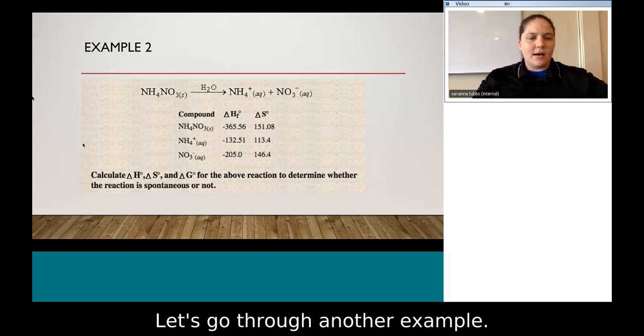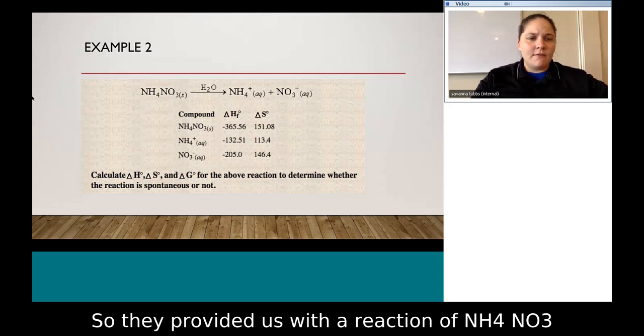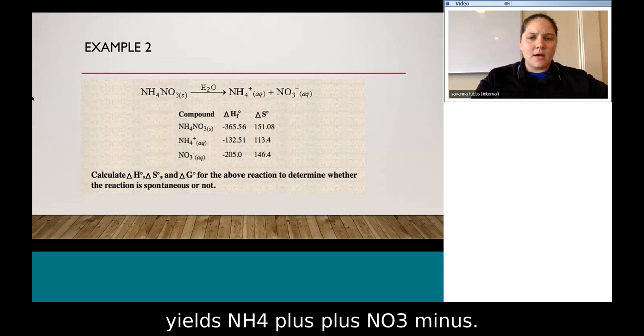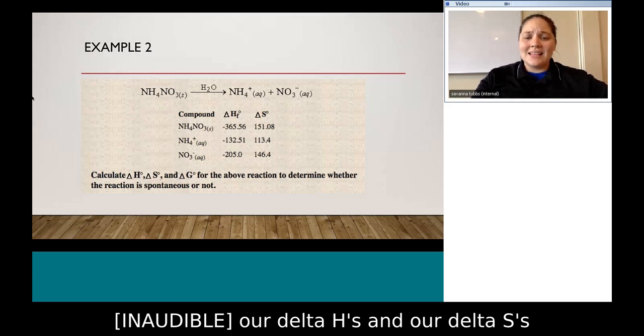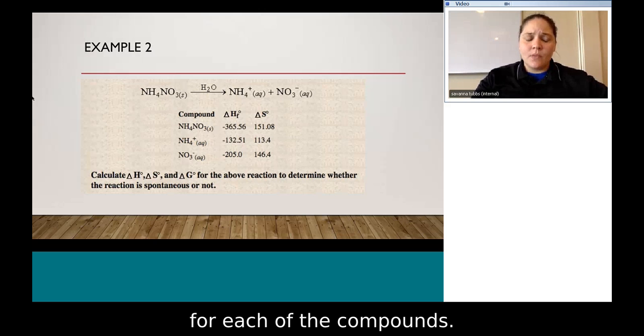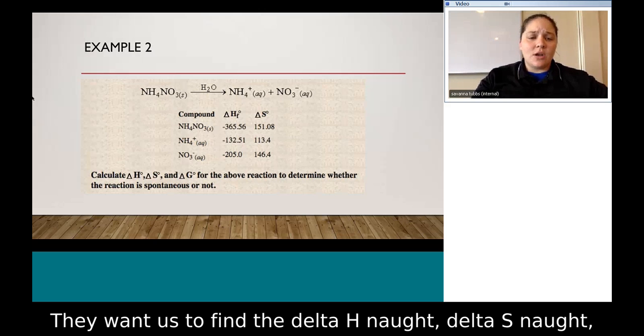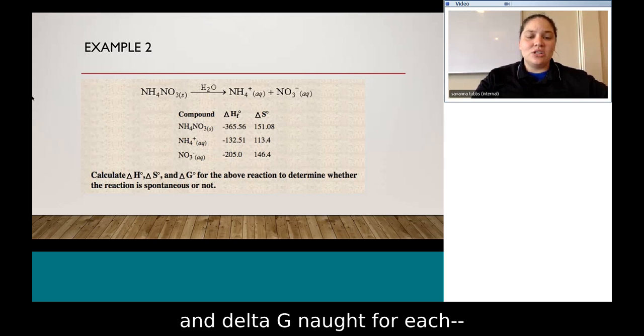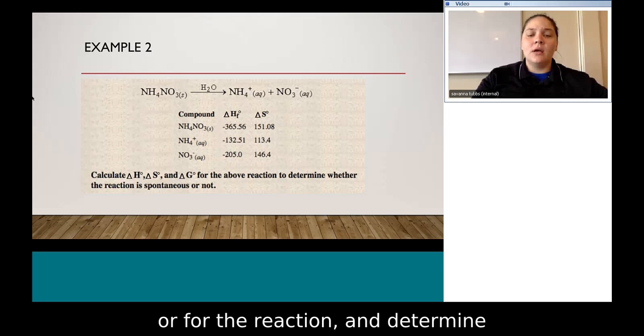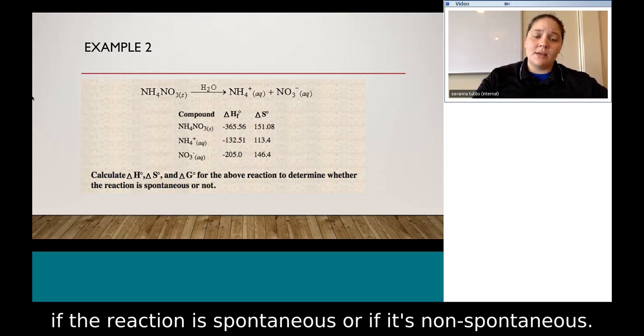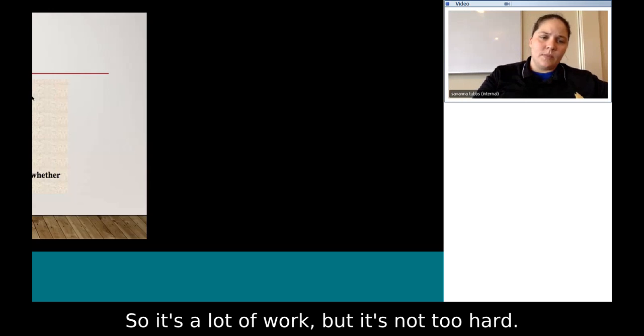Let's go through another example. So they provided us with a reaction of NH4NO3 yields NH4 plus NO3 minus. They gave us our delta H's and our delta S's for each of the compounds. They want us to find the delta H naught, delta S naught, and delta G naught for the reaction and determine if the reaction is spontaneous or if it's non-spontaneous. So it's a lot of work, but it's not too hard. So let's go to our boogie board to work this out.